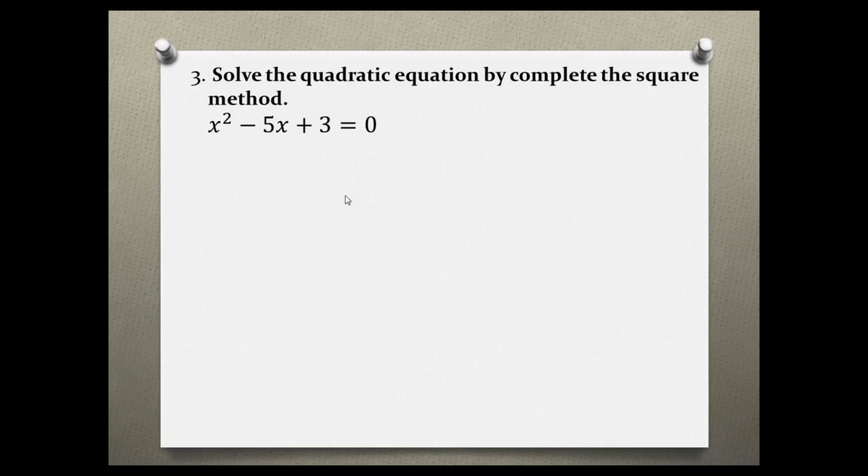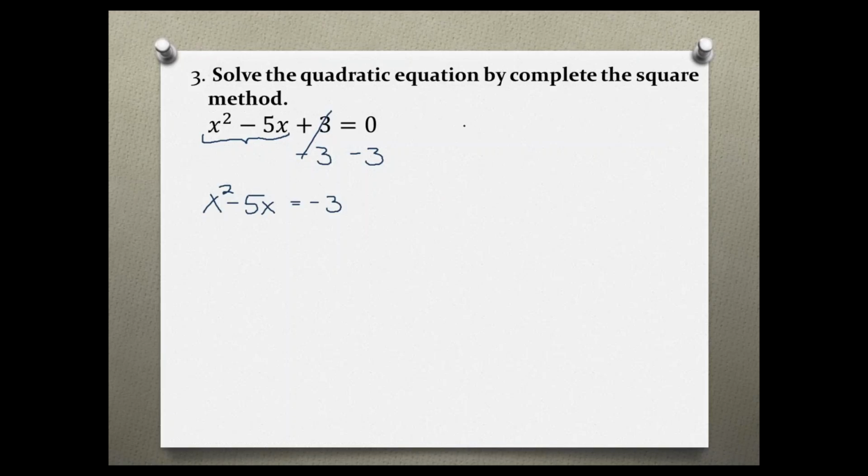Problem number 3. Solve the quadratic equation by the complete the square method. We have x squared minus 5x plus 3 equals 0. So the first step is to isolate those two first terms, and we can do that by subtracting 3 from both sides. So we have x squared minus 5x equals negative 3.